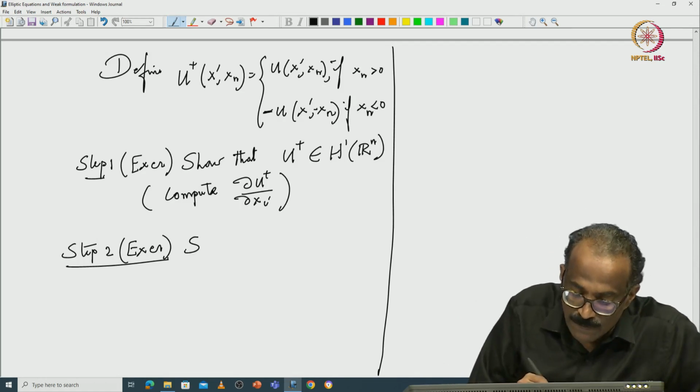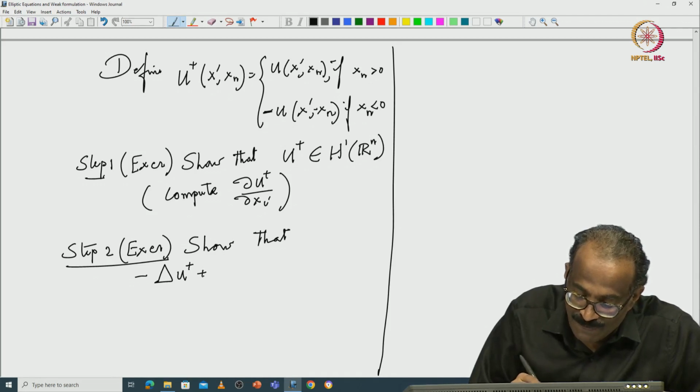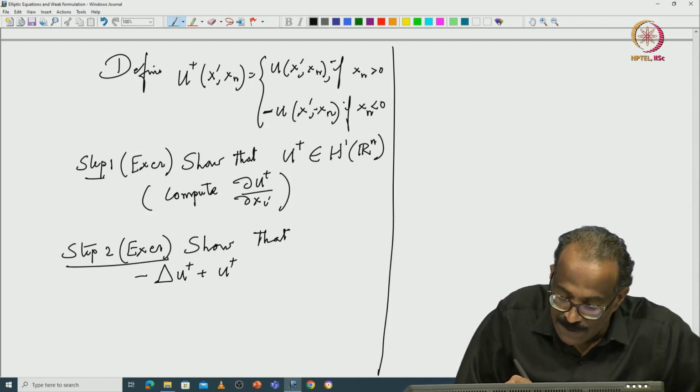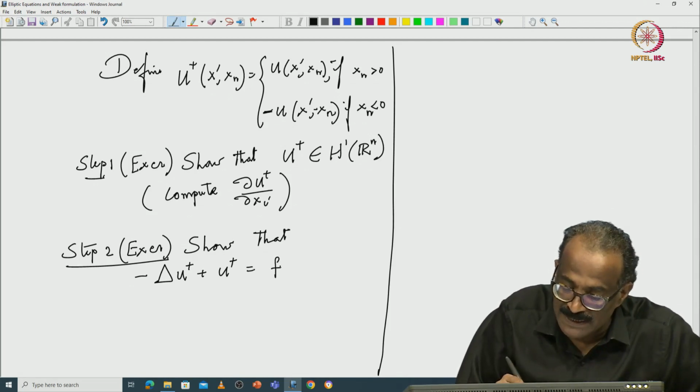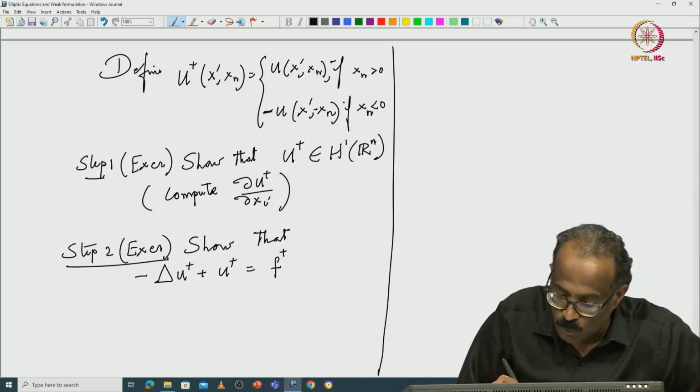Show that this equation is satisfied. You see, minus Laplacian of u plus, u plus, is equal to f plus. F plus's definition is similar. Okay, this is in L2, of course. So you satisfy that.